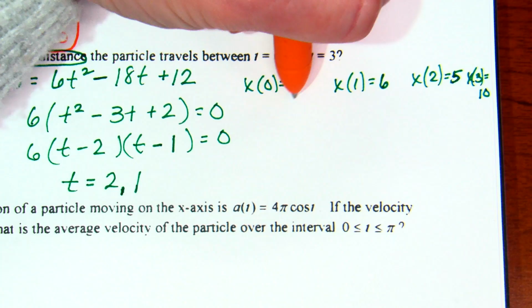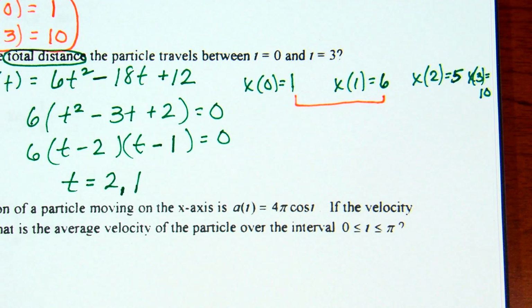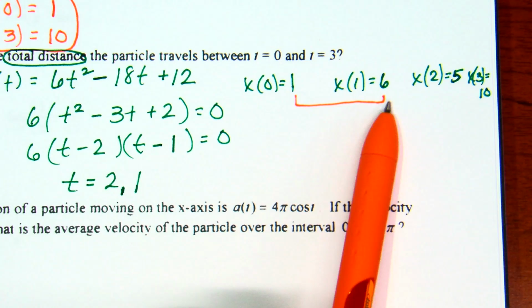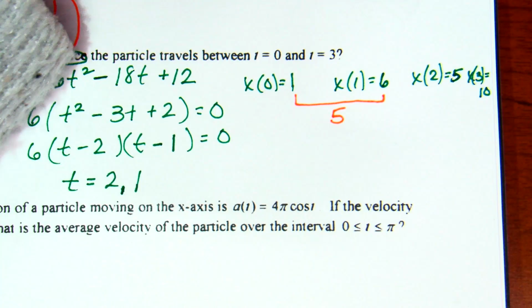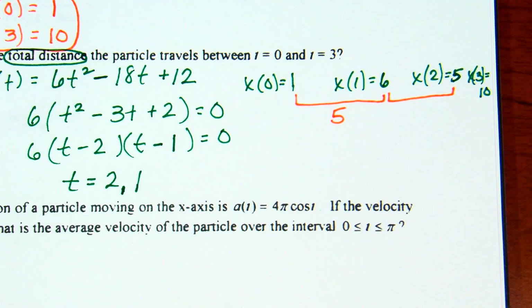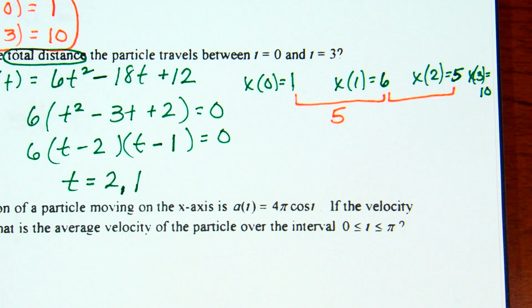How far did it travel from time 0 to time 1? How far did that particle travel? Started at position 1, went to position 6, so it traveled 5 units. What about from time 1 to time 2? How far did we travel? Okay. We traveled left 1, yes? What is the distance there? It would just be 1 because total distance.